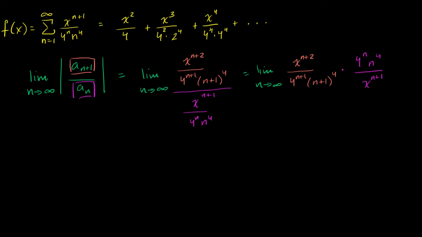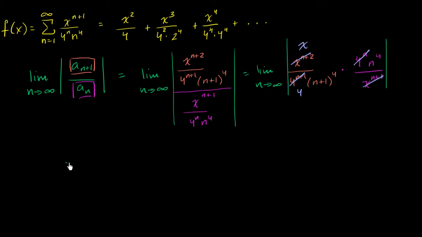Now, can we simplify this? Well, x to the n plus 2 divided by x to the n plus 1. Well, n plus 2 minus n plus 1 is just going to be 1. So this is just going to simplify to an x in the numerator. And then let's see, 4 to the n divided by 4 to the n plus 1. If we divide the numerator and denominator by 4 to the n, this is going to be a 1, and this is just going to be a 4. So this is going to simplify to, I forgot my absolute value signs, don't want to do that. So let's keep my absolute value signs here the whole time.